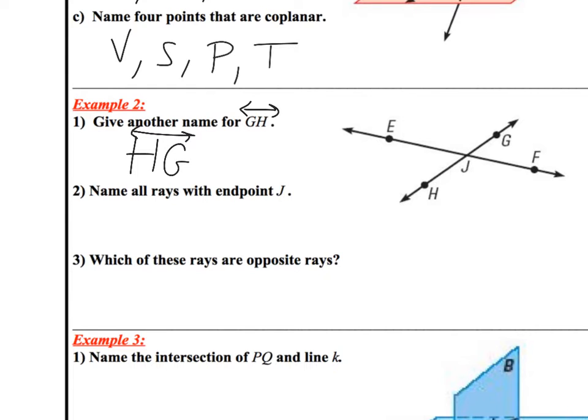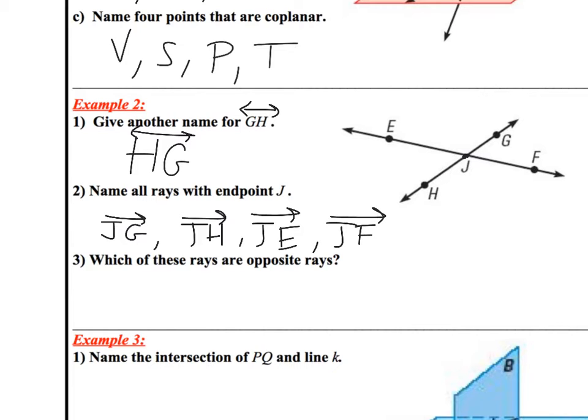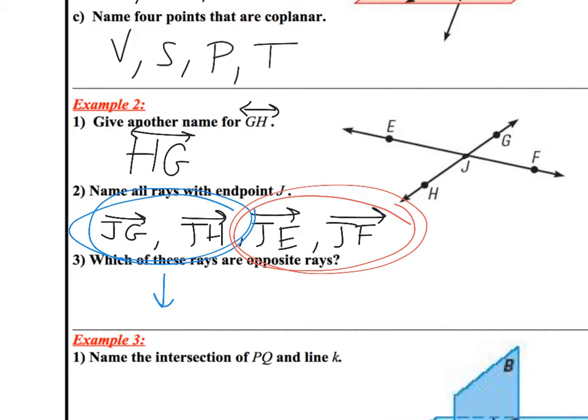Name all of the rays with the endpoint J, and J is in the middle here. There are 4. JG, JH. Thank you. JE, and JF. So JG, JH are opposite rays. Why aren't JE and JF opposite? They are also opposite rays, but I'm saying them separately, right? Because they're separate pairs.